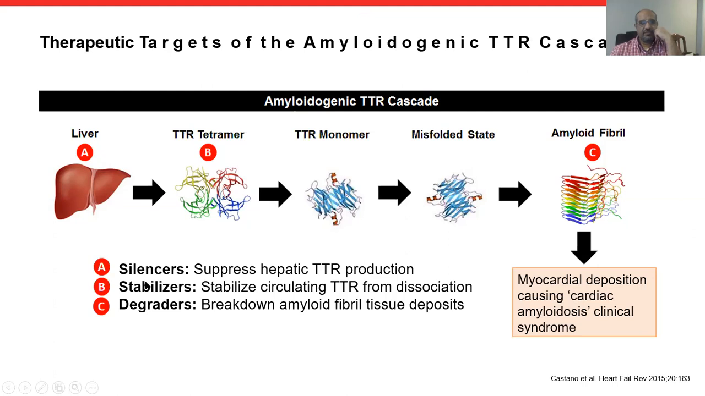The first step, we call it silencers. Silencers are the drugs that suppress the hepatic TTR production. The one that stabilizes the TTR tetramer, we call it a stabilizer, stabilizing circulating TTR from dissociation. And then the degraders, which break down the amyloid fibril in the amyloid fibril tissue deposits.